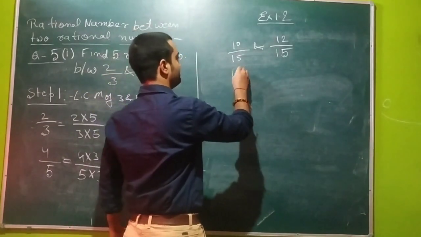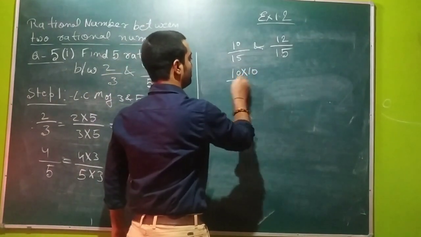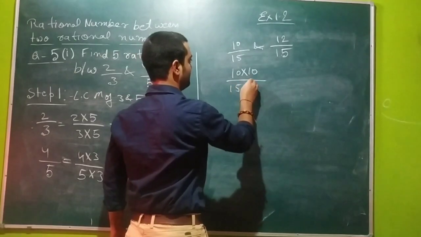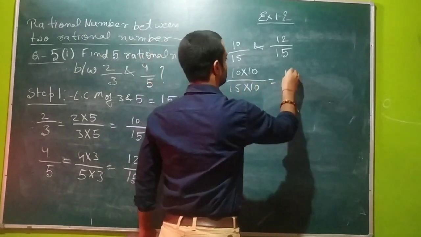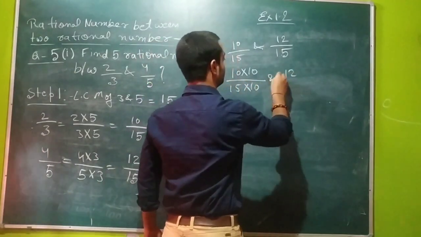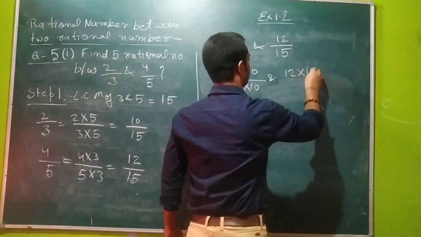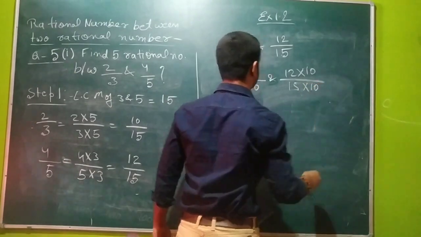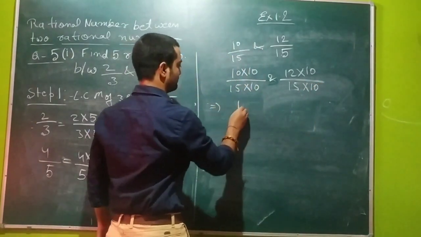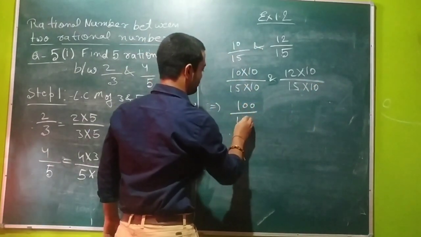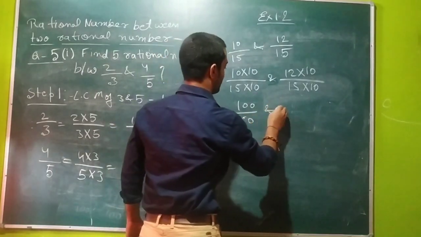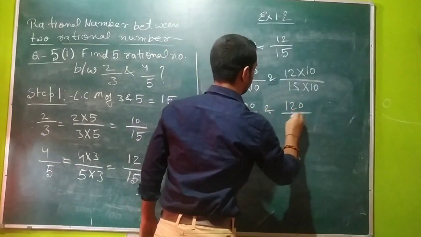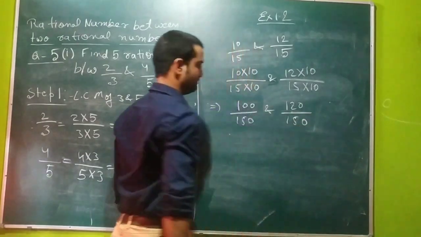Suppose again I am taking 10. 10 into 10 upon 15 into 10, and 12 into 10 upon 15 into 10. It gives us 100 upon 150 and 120 upon 150.